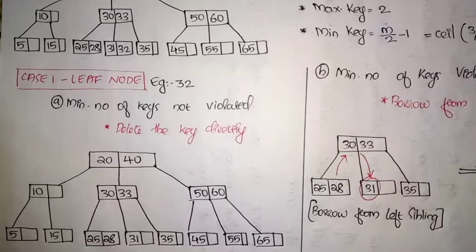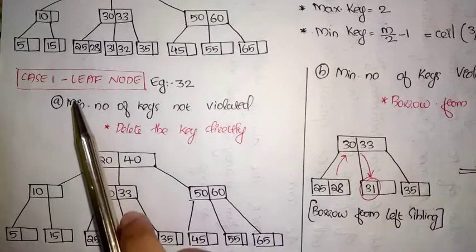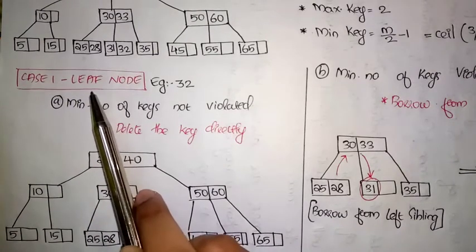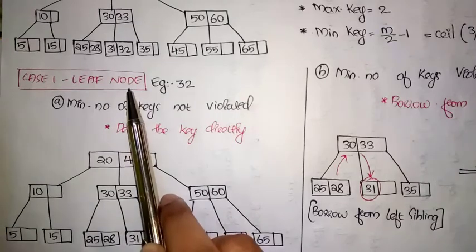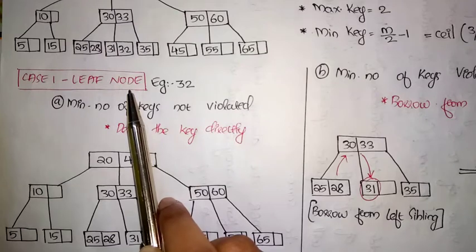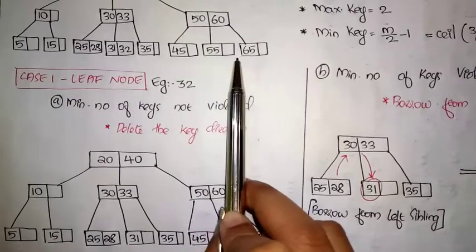In the case of B-tree deletion, several cases are there. So let's look into each and every case of this B-tree deletion. The first case is where I have to delete a leaf node. That is the first case, wherein the node that I have to delete is a leaf node. A leaf node does not have any children, so the lower level nodes will be leaf nodes.